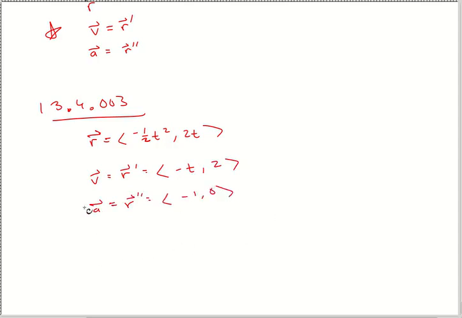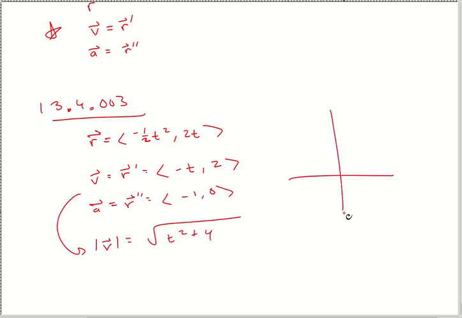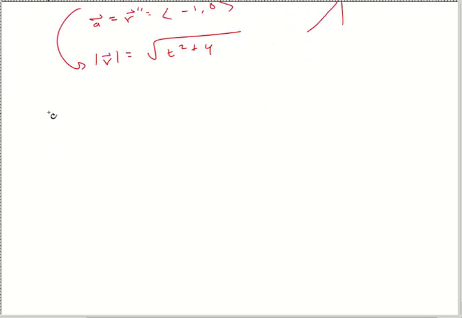Cool. They also want the magnitude of v, and so you would just go square root of t squared plus 4, essentially. That's easy. And if they're asking about a graph, notice it's 2 dimensions. It's basically a sideways parabola, and we have an a going in, we have a v going out. There you go. Ta-da! Next one.